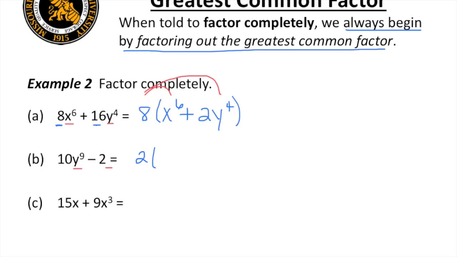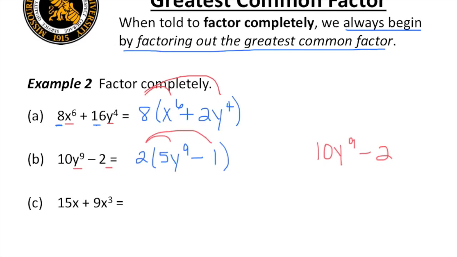Dividing 2 out of each term results in 5y to the 9th minus 1. Notice when we divided the second term by the 2, 2 divided by 2 gives us 1, so we must have a factor of 1 left behind. Checking our answer by multiplying the 2 through the set of parentheses, notice that we do end up with 10y to the 9th minus 2, the exact expression we started with.